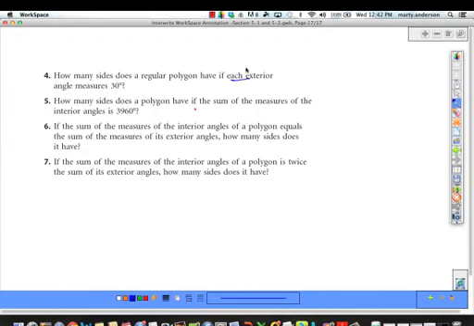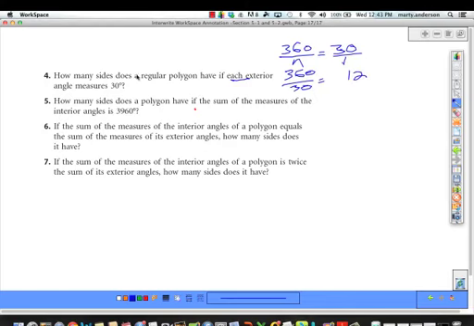Again, we're talking about each exterior angle, and we're talking regular polygons again. So each individual exterior angle is 360 over n equals 30. We can go ahead and multiply by n and then divide by 30, or we could set up a proportion if we want. Either way, we're going to end up doing 360 divided by 30, so 360 over 30 is 12.